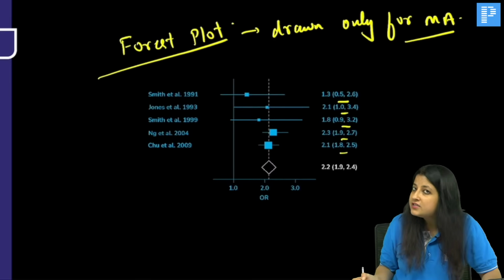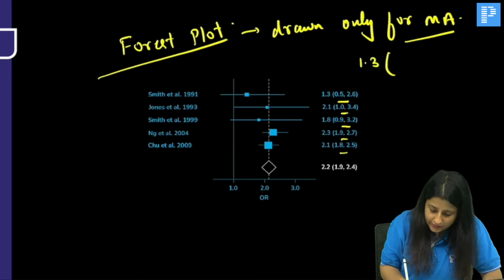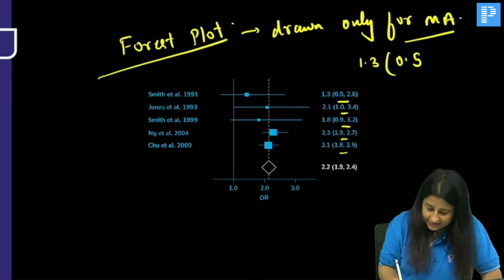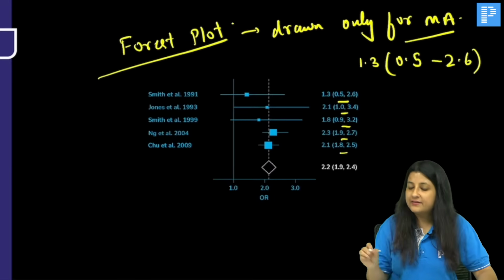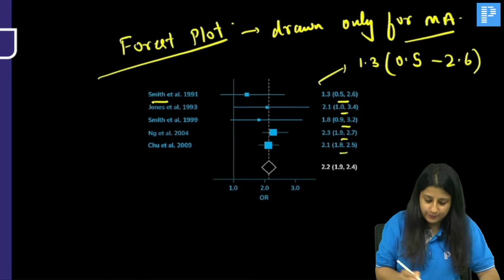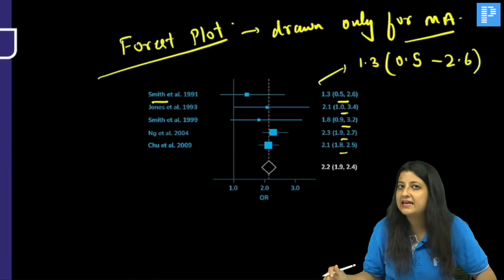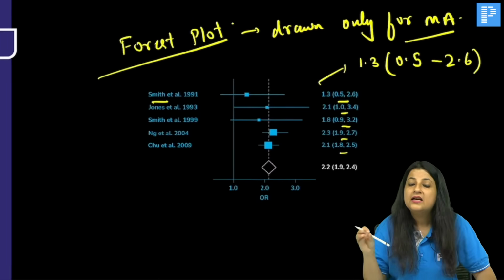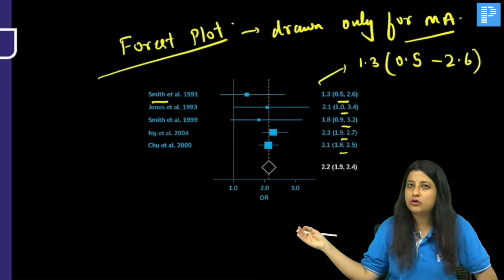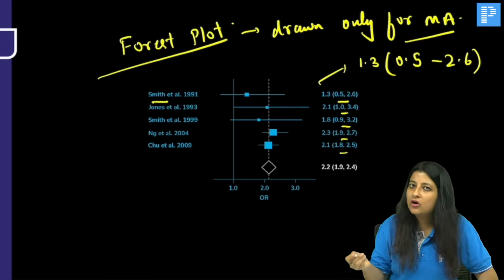Okay, now the first value is given as 1.3, with interval 0.5 to 2.6. Got it? Now suppose I picked up Smith et al's study. Et al means when the number of authors is more than 6, we use the word et al. So I picked up the Smith et al study where I was studying, let's say, alcohol's effect on breast cancer. Now is alcohol a risk factor or not?